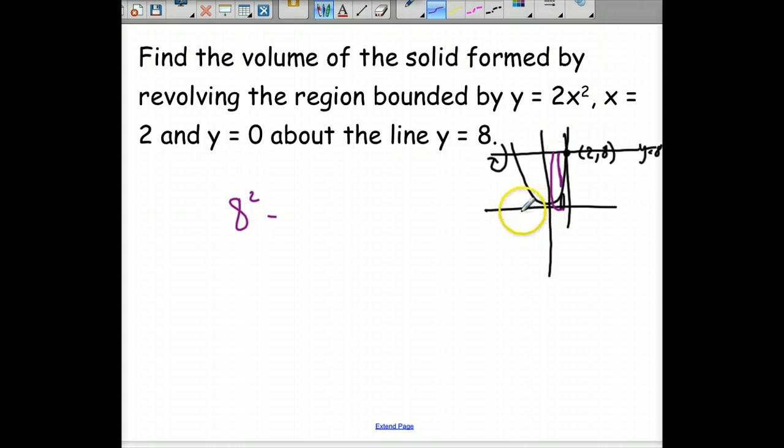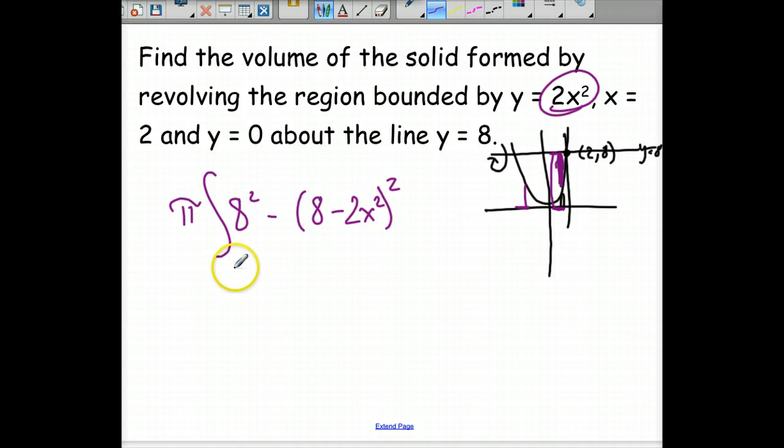Well, remember that the distance between the axis and the function is the function. And the distance from the axis up to 8 is 8, and I want the difference between those two. I want this part. So that's going to be 8 minus the function. That's this distance right here. That's the hole, the donut hole that I'm cutting out. I need to square that because you square each one individually. Outer radius minus inner radius. Square them individually.